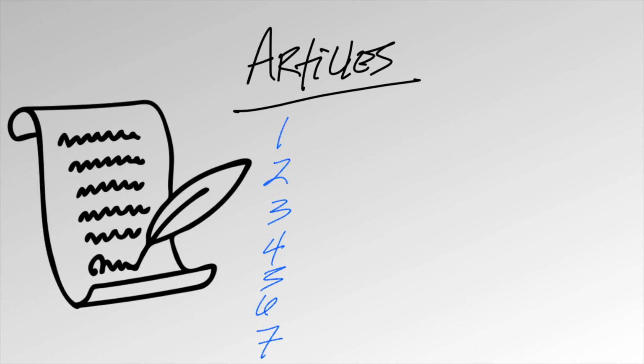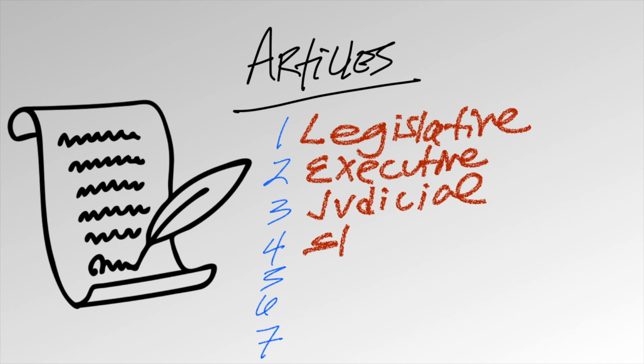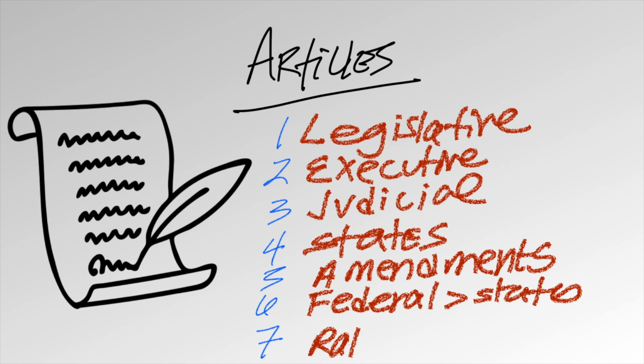The first section deals with the legislative branch. The second section deals with the executive branch. The third section deals with the judicial branch. The fourth section deals with states. The fifth section deals with the amendment process to change the Constitution. The sixth article deals with federal and state issues. And the seventh article deals with how to ratify or pass the Constitution.